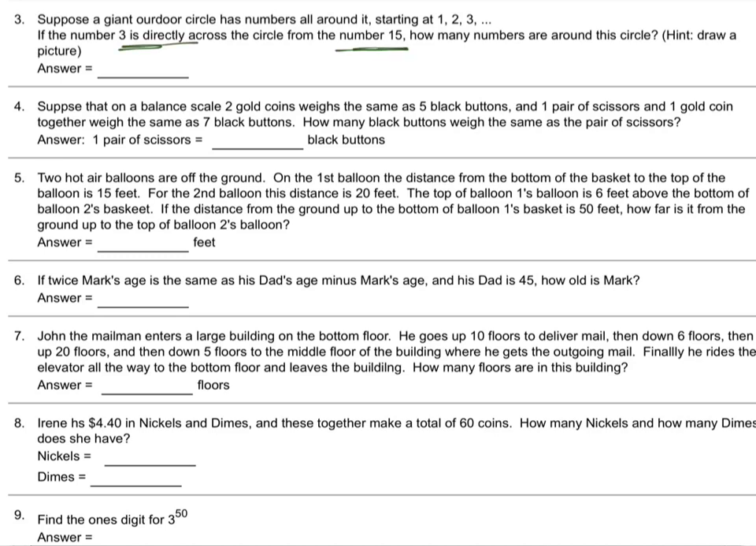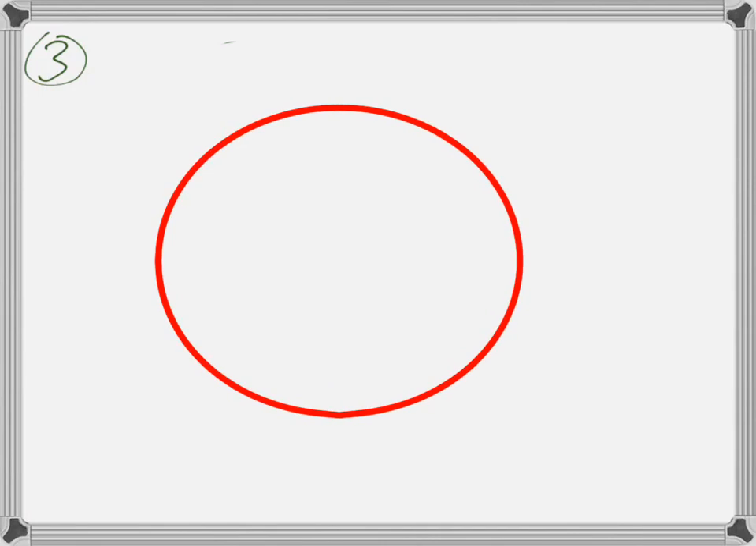So 3 is directly across from 15. How many numbers in the circle? Okay. Oops. Try again. I think my thing will do a circle. Maybe. Yeah, hey, there we go. Look at that. Looks professional. Okay. So we got a circle, and 3 is directly across from 15.